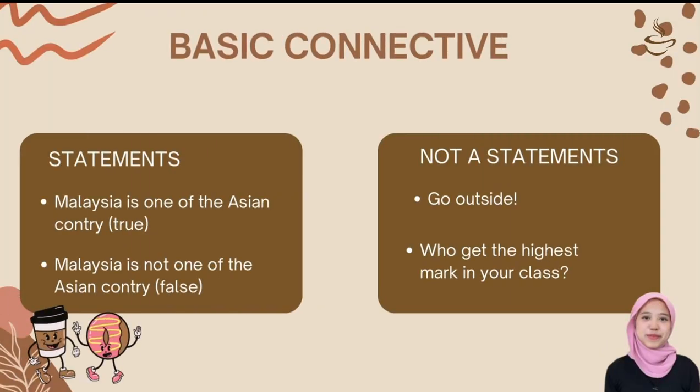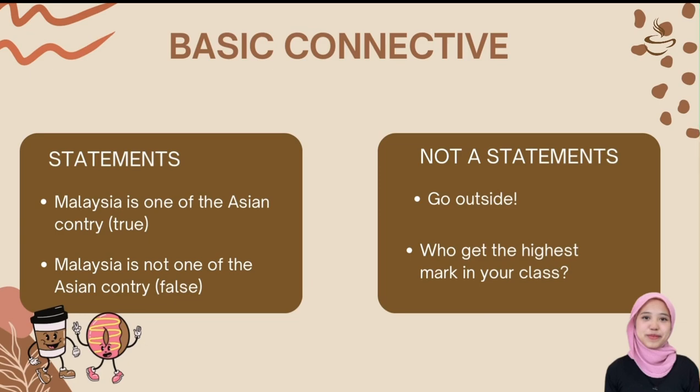So now we go for the basic connective. Basic connective has two different statements, which is statements and not statements. So statements is a sentence that conveys information or makes an assertion about something. And the key characteristic of statement is that it can be classified as either true or false. For example, Malaysia is one of the Asian country, true, and Malaysia is not one of the Asian country, false. So statements are used in logic, communication, and critical thinking to convey clear and factual ideas.